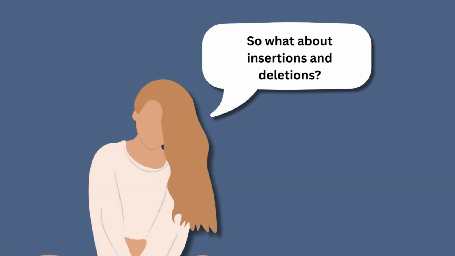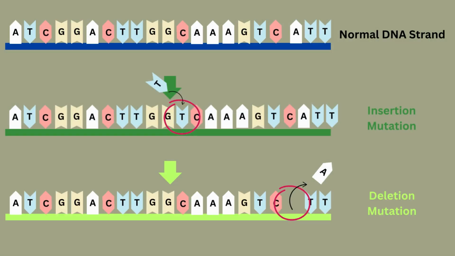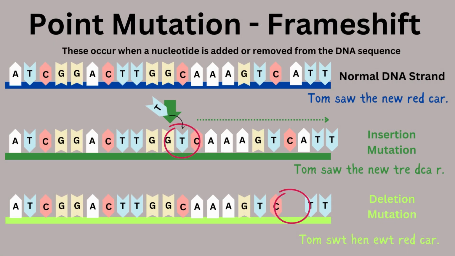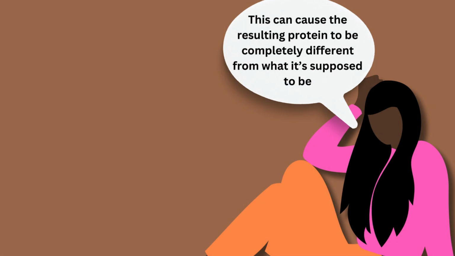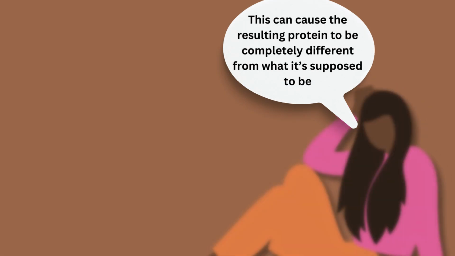Jada nodded thoughtfully. "So what about insertions and deletions?" "Insertions and deletions are called frame-shift mutations," Zoe explained. "These occur when a nucleotide is added or removed from the DNA sequence. Imagine you have a sentence, and you add or remove a letter. The whole sentence shifts and doesn't make sense anymore. This can cause the resulting protein to be completely different from what it's supposed to be."